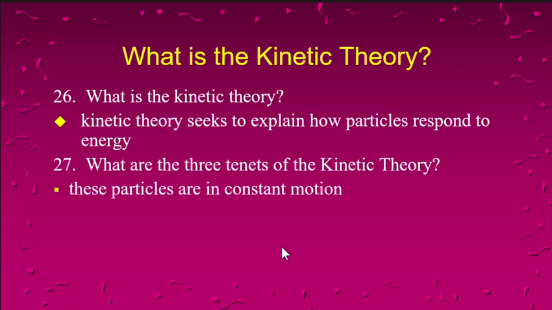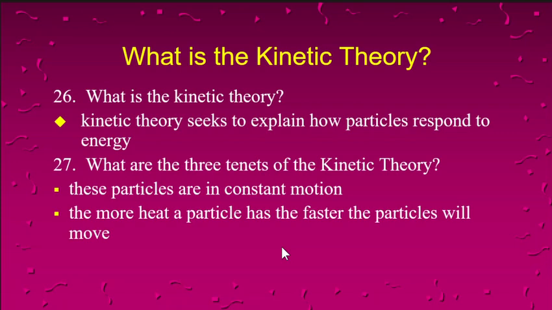Number one, particles are always moving. They're in constant motion. Even when they're standing still, they're moving. They're just vibrating in place. It's called Brownian motion. Number two, the more heat the particles have, the faster they will move.